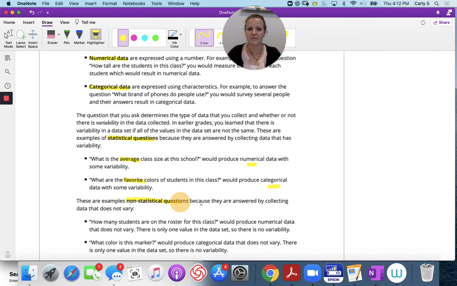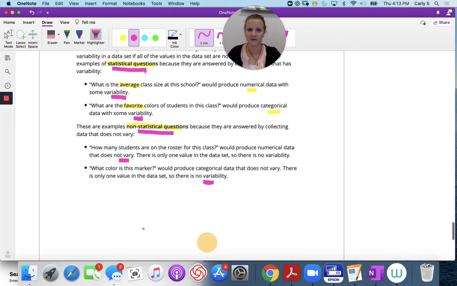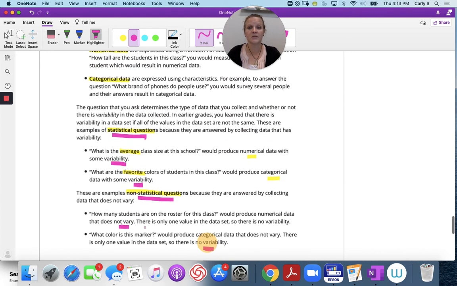Non-statistical questions are answered by collecting data that does not vary. That's important. Statistical questions, we have variability. Non-statistical questions, we have no variability. For the non-statistical, we can still get numerical answers, but it doesn't vary. We can still get categorical answers, but they don't vary. So this page is really important.